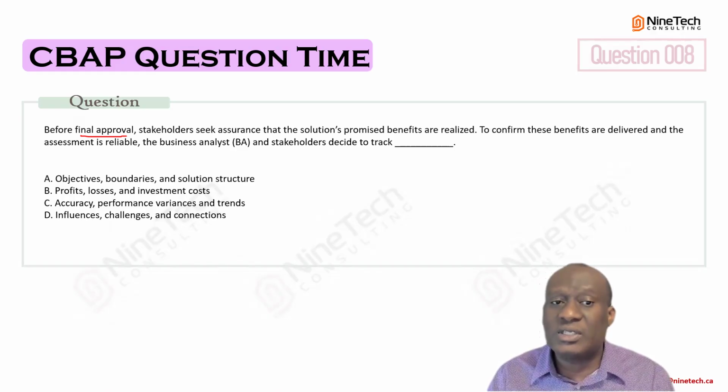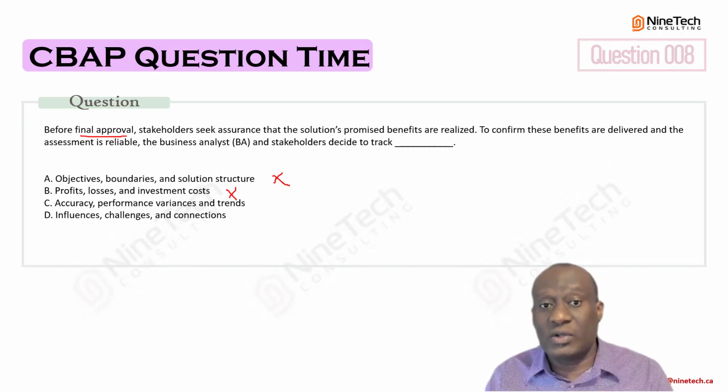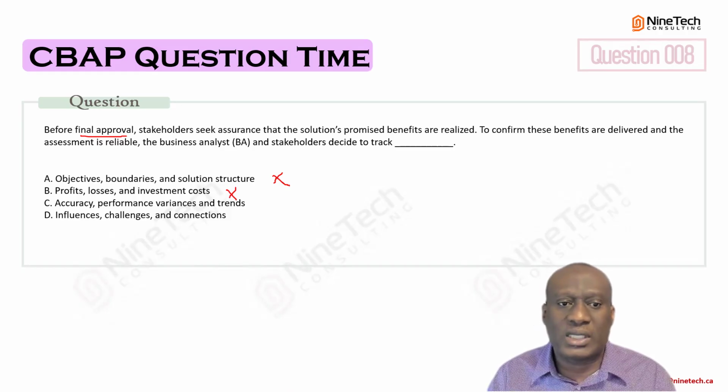A, objectives, boundaries, and solution structure. Not really. Maybe objectives, but not boundaries and solution structure. So I would say no to this. B, profits, losses, and investment costs. No. Remember, we're talking about solution value, the value and the benefits. So I would say no to that. Or there might be a better answer, so let's go through it all. C, accuracy, performance variance, and trends.